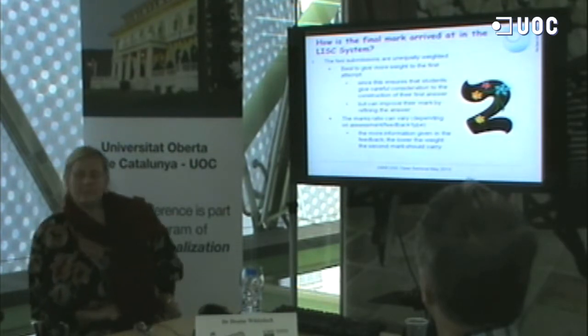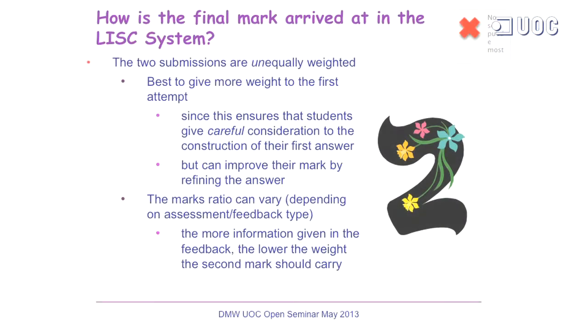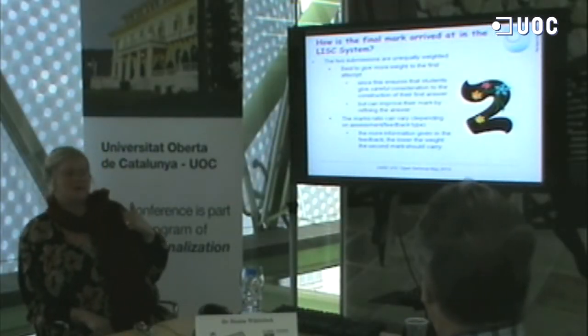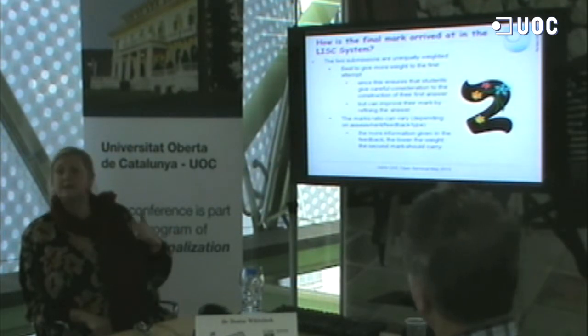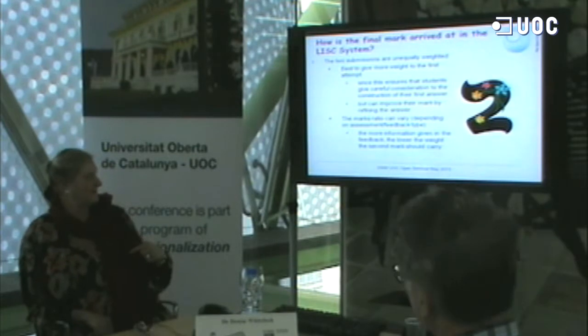Now, they're allowed 2 goes, 2 submissions, and they are unequally weighted. As I was saying before, when we do that test with the maths, the more help you get, the less marks you get. Now, after trialing, they found that if there are 2 goes, give the most marks to the first attempt. Otherwise, the students won't try so hard because they know they're going to get the answer.